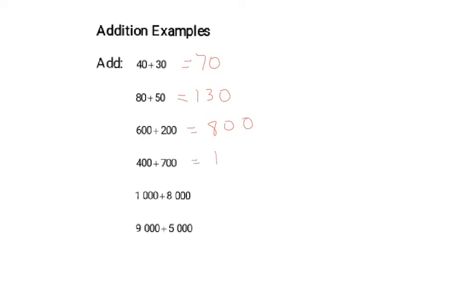400 plus 700 gives me 1100. 1000 plus 8000 gives me 9000. 9000 plus 5000 gives me 14,000.